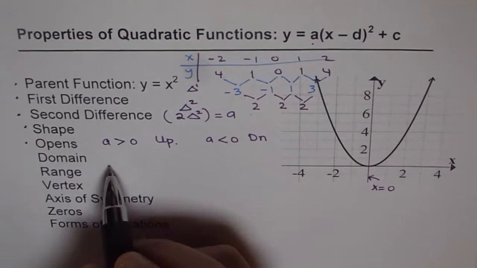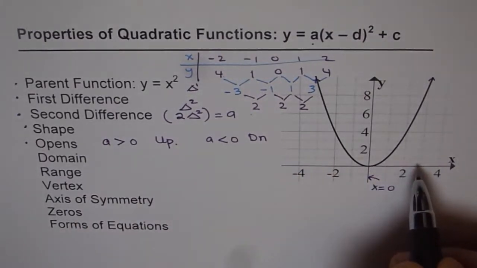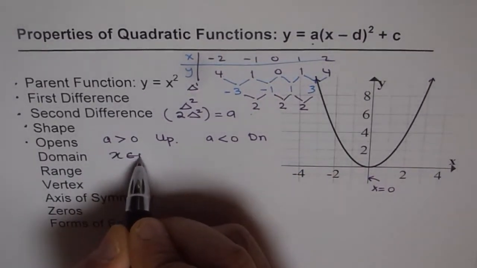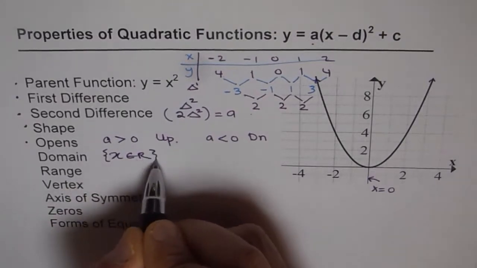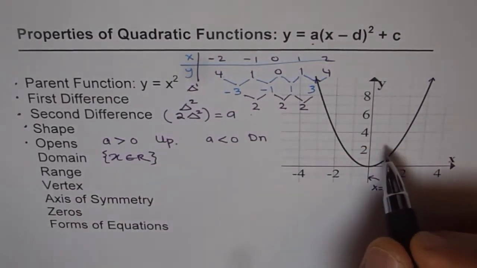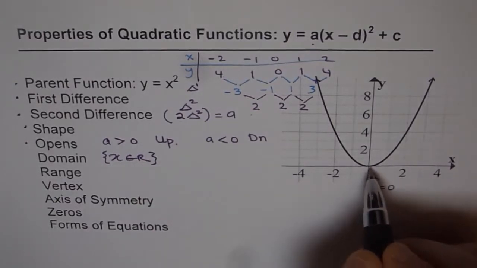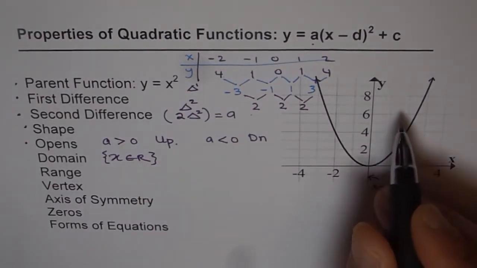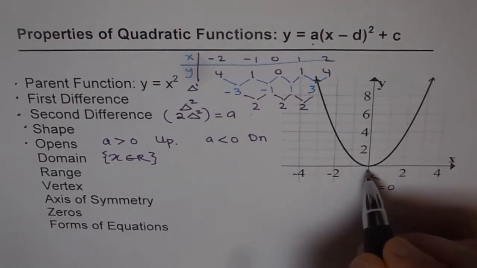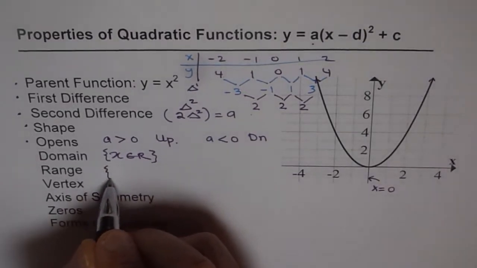Right? Domain. The domain of a quadratic function is all real numbers. There is no restriction. It's a smooth curve which moves from minus infinity to plus infinity. Range, however, is limited to one side. It could have an absolute maximum or minimum. So the range is restricted.